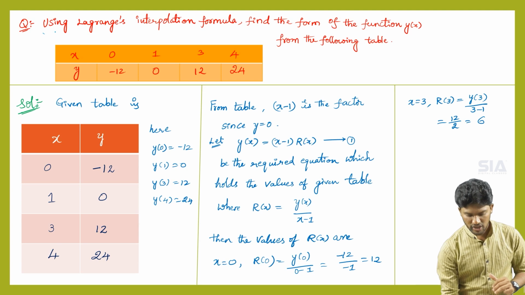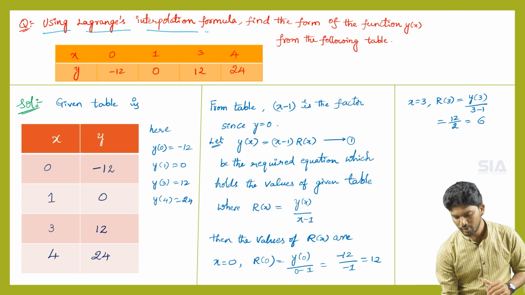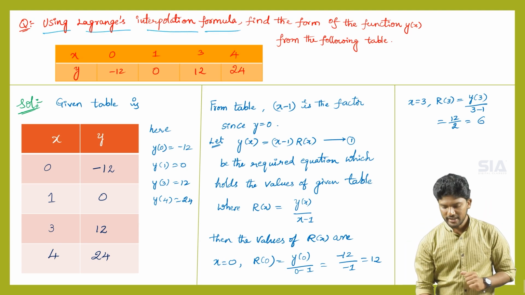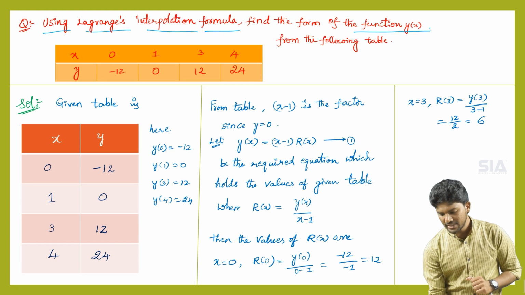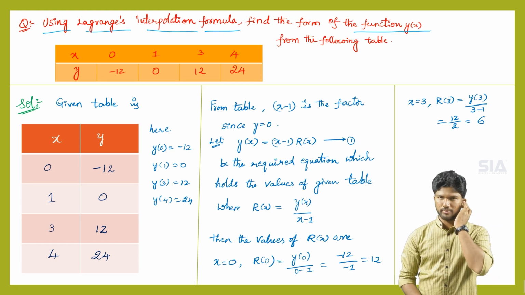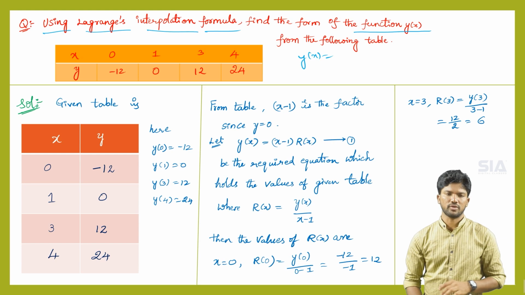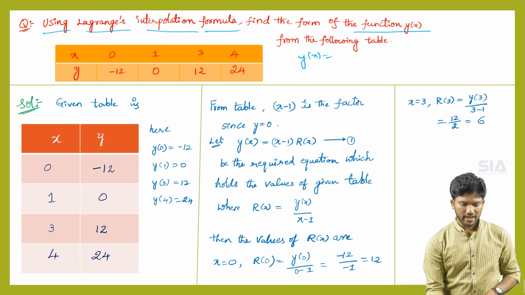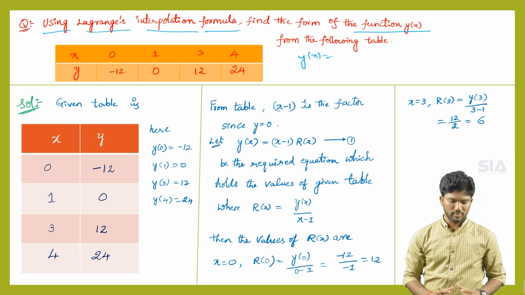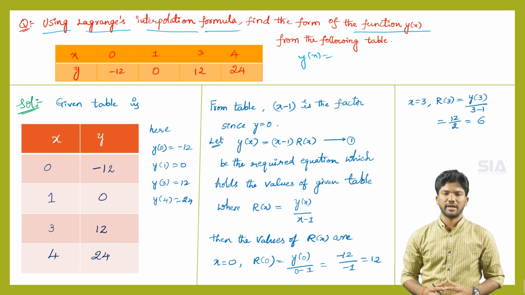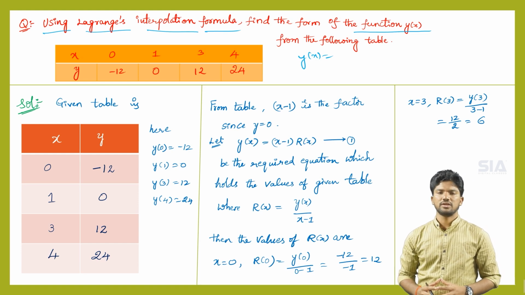Using Lagrange's interpolation formula, find the form of the function y of x from the following table. Okay, we have to find out the form of the function y of x. This is the given tabulated data, x comma y: x values 0, 1, 3, 4 and y values minus 12, 0, 12, 24.